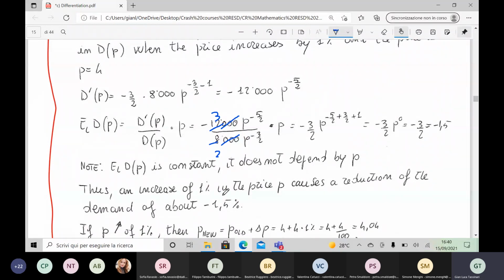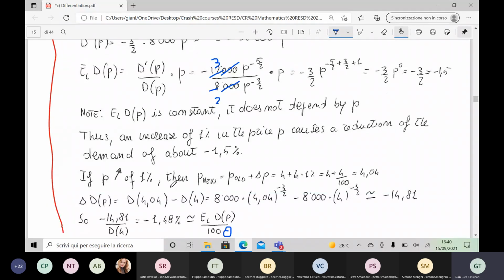So if the price increases by 1%, then the new price will be given by what? The old price plus the change, delta P. The old price, which is the current, guys, is 4. What does it mean that you increase the price by 1%? You have to do plus 4 times 1%. Apply the 1% to 4. Okay, so 4 plus 4%, so it's 4.04.